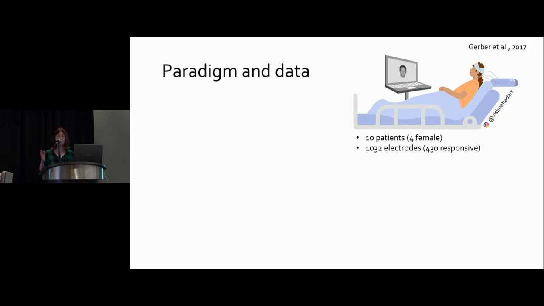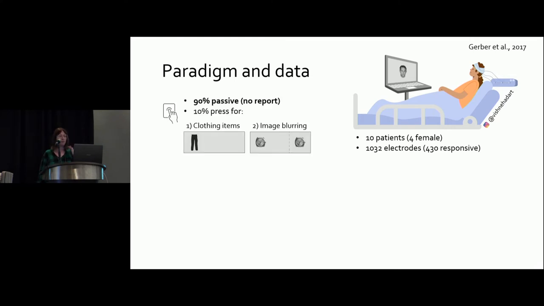This study is a reanalysis of intracranial data collected previously in our lab and published in this 2017 paper by Gerber et al. Our participants are actually 10 patients undergoing surgery for intractable epilepsy with more than 1,000 electrodes altogether in both hemispheres and all cortical lobes. The task was mostly, as I said, without any responses. We did require participants to respond in one of two cases, either when they saw an image of a clothing item or when the image became blurry near the end of the presentation, which could be any image, not just the one that I presented here.